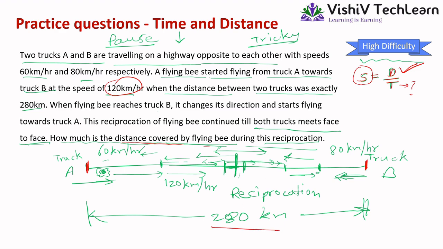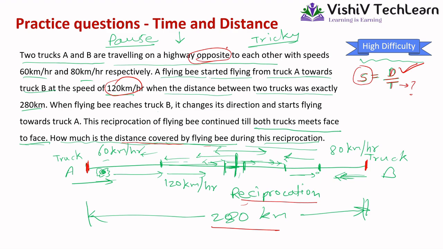Now from this position of truck A and this position of truck B, the distance between these two is 280 kilometers. These two trucks are 280 kilometers apart, and then flying B has started flying towards truck B, and then truck A, truck B, truck A, reciprocation continued. Now here the major logic hint is truck A and truck B both are running in the opposite direction, which is already given here.